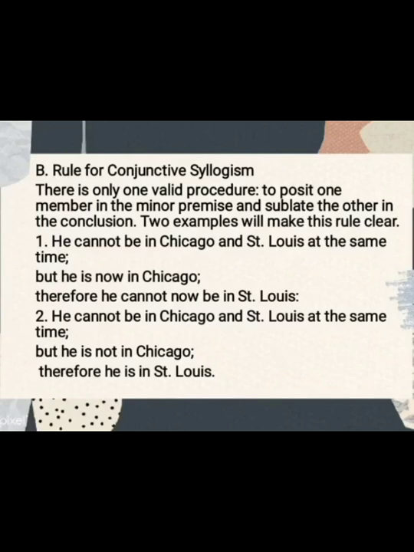This proposition alleges an incompatibility between two cases, one of which is affirmed in order to eliminate the other. Example of violation of this rule: one cannot be wealthy and poor at the same time, but you are not wealthy, therefore you are poor. Invalid. It doesn't mean that because you are not wealthy that you are already poor.